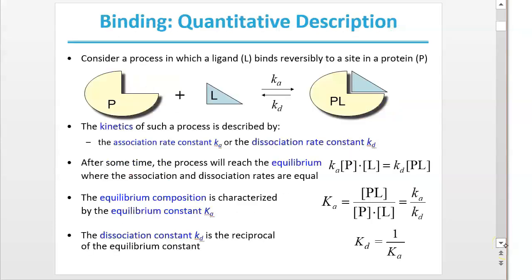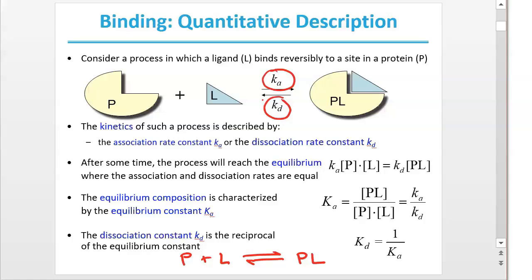Here's an equation plus a cartoon, but if you ignore the cartoon, then you just have an equation which says the P for protein plus L for the ligand, and that reversibly binds to give the protein-ligand complex, PL. There's a rate constant in the forward direction of an association, little a for association, and in the reverse direction, a rate constant for dissociation, little d for dissociation.